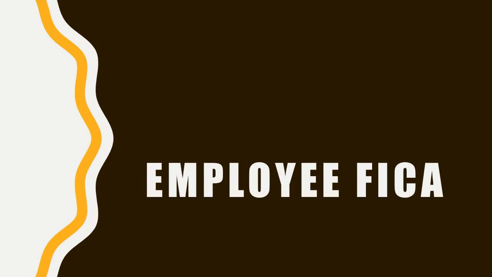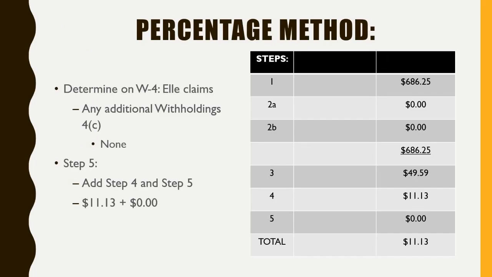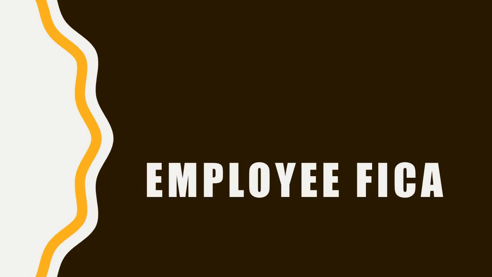Okay, so let's talk about this last section here, which is the Federal Insurance Contribution Act. Yes. So the $11 came from the taxes withheld minus the deductions for the child. Correct. Okay, cool. So now let's talk about employee FICA.